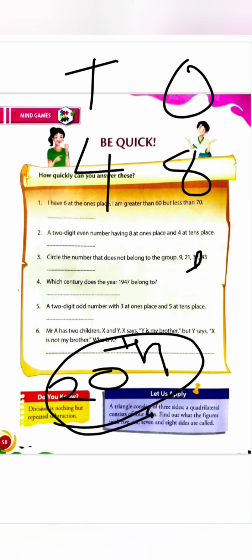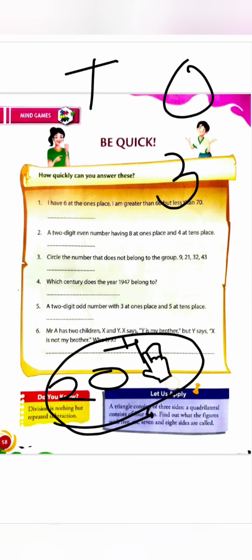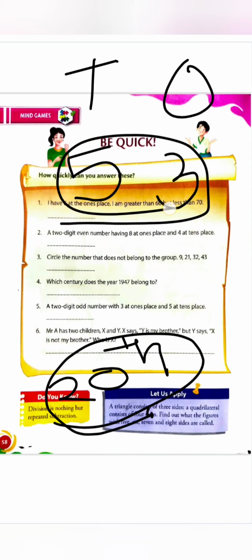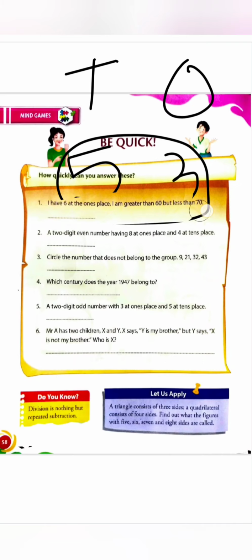Now see in question 5. A 2-digit odd number with 3 at ones place and 5 at tens place. Again tens and ones, kids. So here 3 at ones place and 5 at tens place. So the answer is 53.